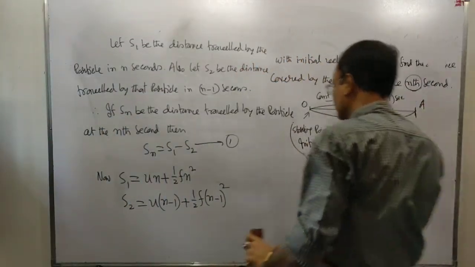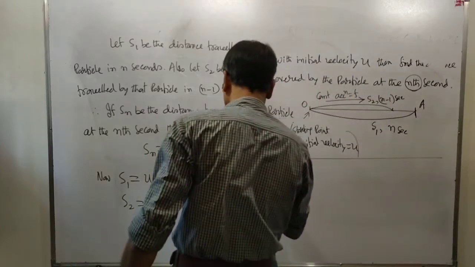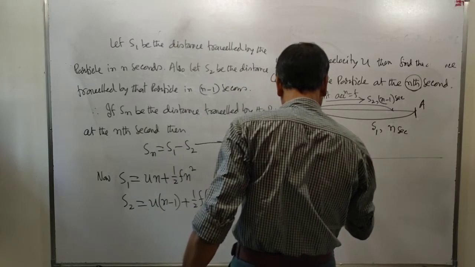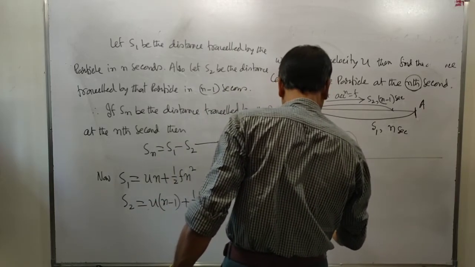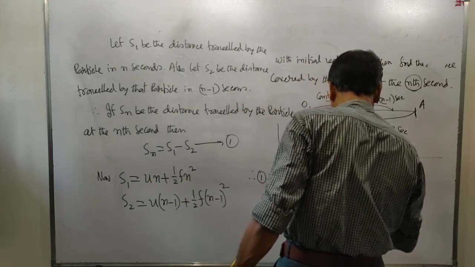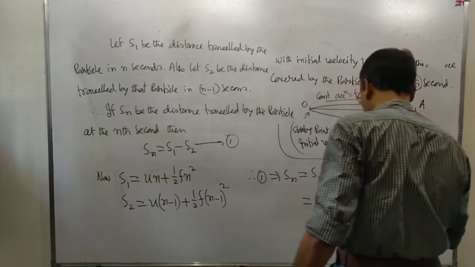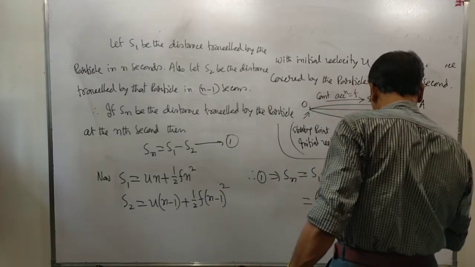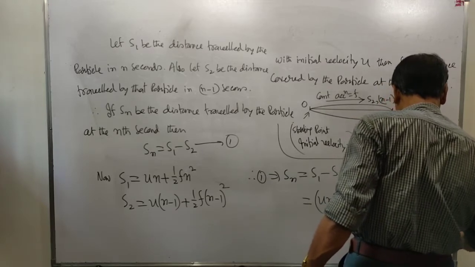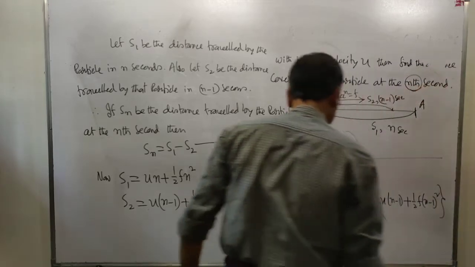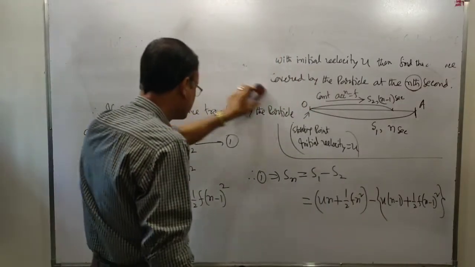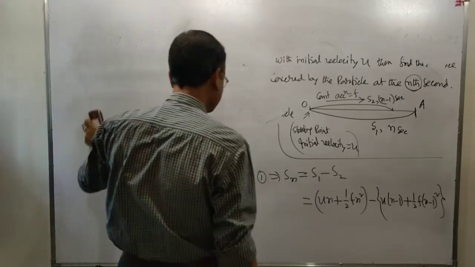Now I am writing here. Therefore, from 1, the record distance Sn equals S1 minus S2. This is equal to un plus half of fn square minus un minus 1 plus half of fn minus 1 whole square. This will be the record distance.